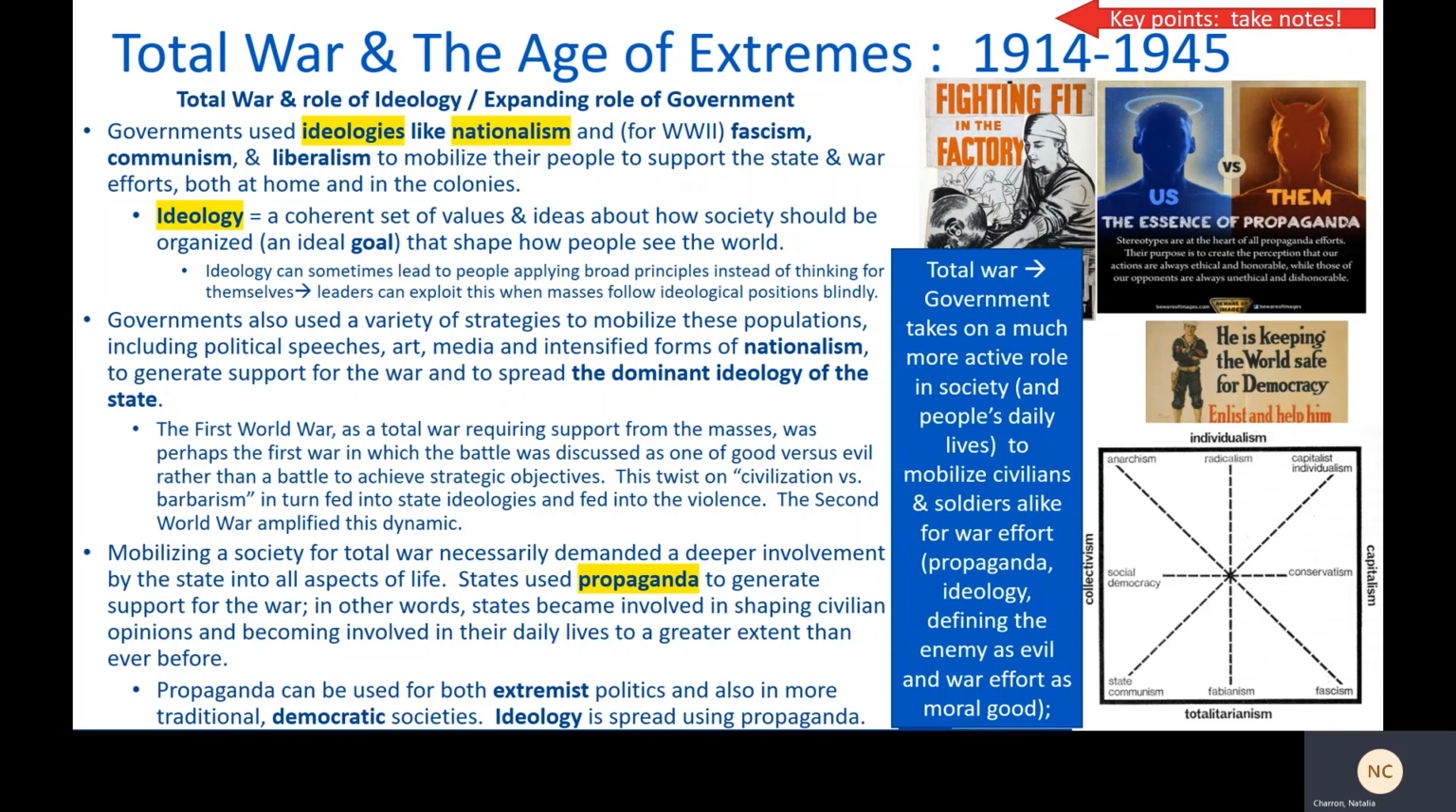It works towards an ideal goal that shapes how people see the world. Sometimes ideologies can be really useful shorthand. Like if somebody tells you that they're liberal, you don't need to have a whole conversation before figuring out several things that they stand for. Generally, they're fine with diversity, they're fine with extending rights to more people, that sort of thing.